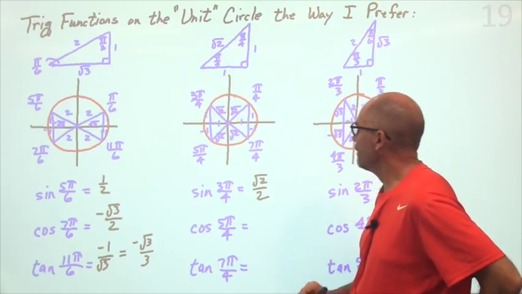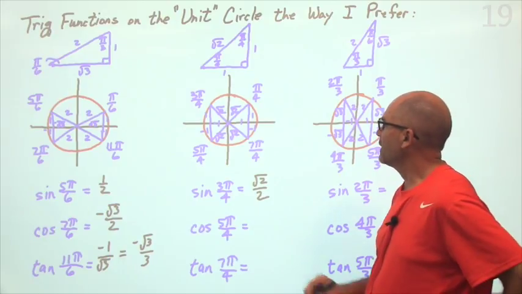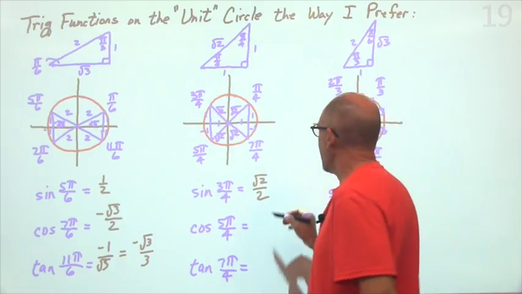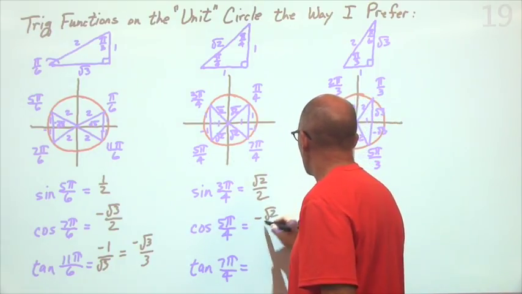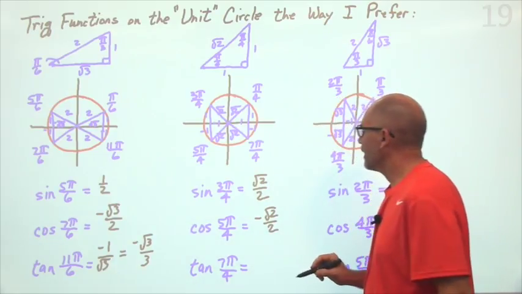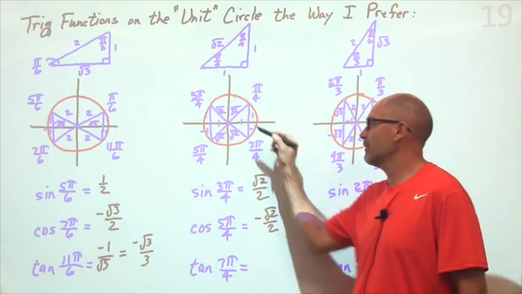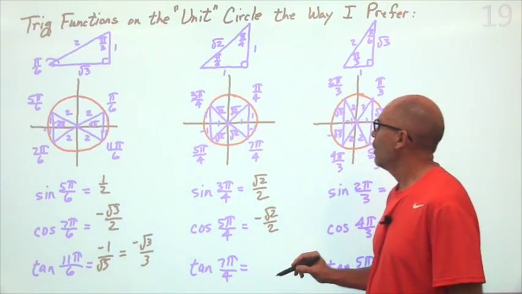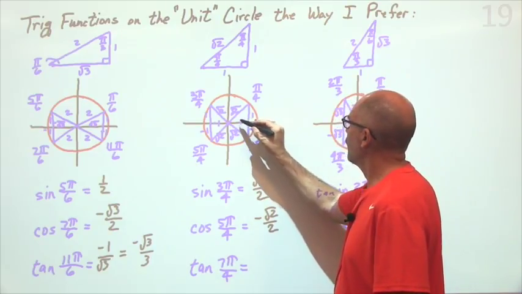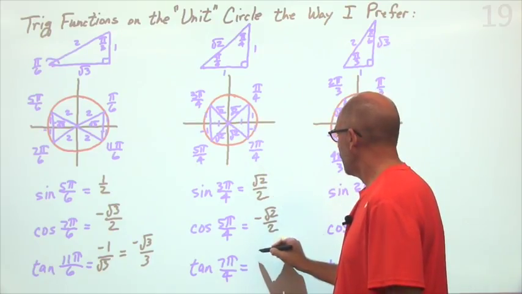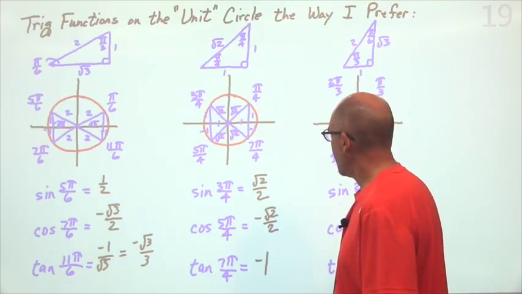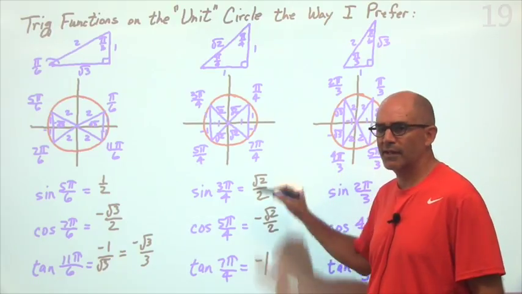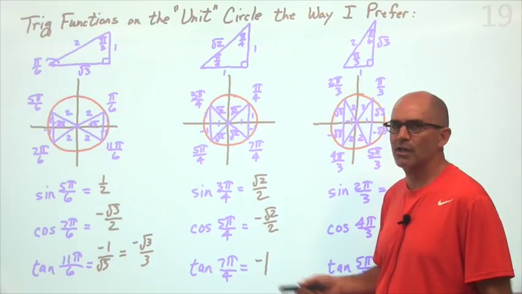Now, what about cosine 5 pi over 4? Well, that's adjacent over hypotenuse, which is negative 1 over square root of 2. So that makes it negative square root of 2 over 2. Now, why is that negative? Because cosine is negative when you're left. And tangent 7 pi over 4. Well, that's going to be opposite over adjacent, which is negative 1 over 1, which is negative 1. Why is that negative? Because the sine's negative and the cosine's positive. Whenever your sine and cosine are opposite signs, your tangent is negative.